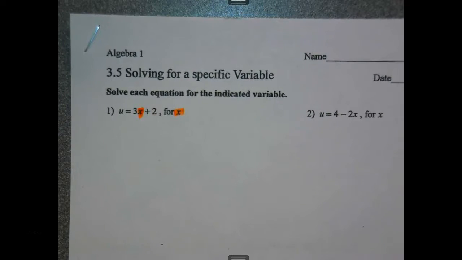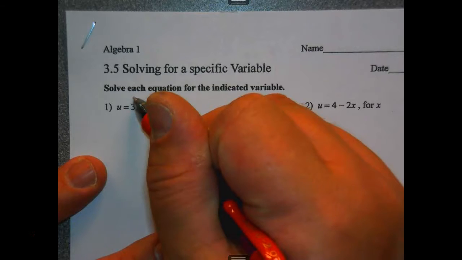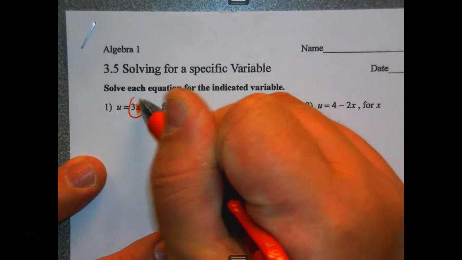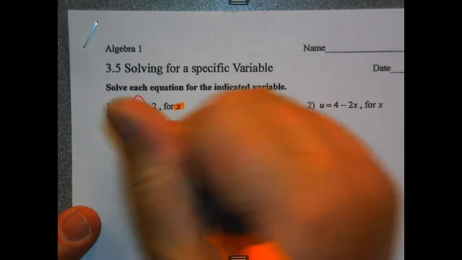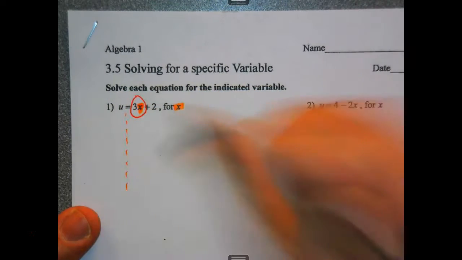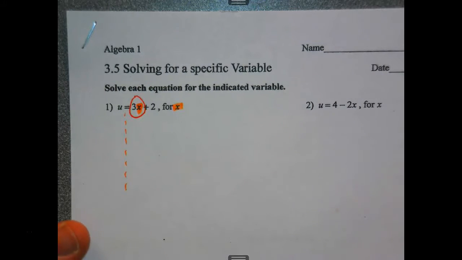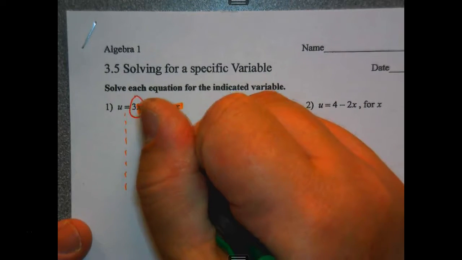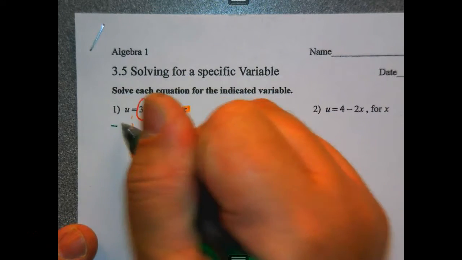In this particular problem, we're going to solve for x. First thing I have to do is get my x term by itself first. Okay, I'm going to get rid of that 2. I have to undo the plus 2, so I'm going to subtract 2. Subtract 2.